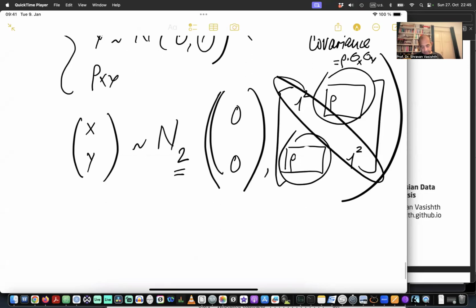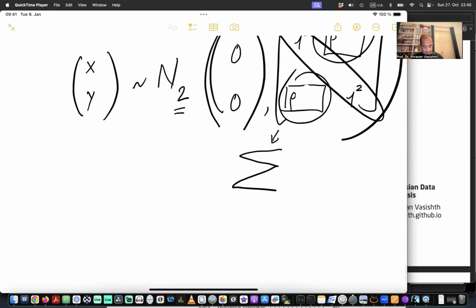So this matrix is often written in shorthand as big sigma, okay? And this is called a covariance matrix, okay?